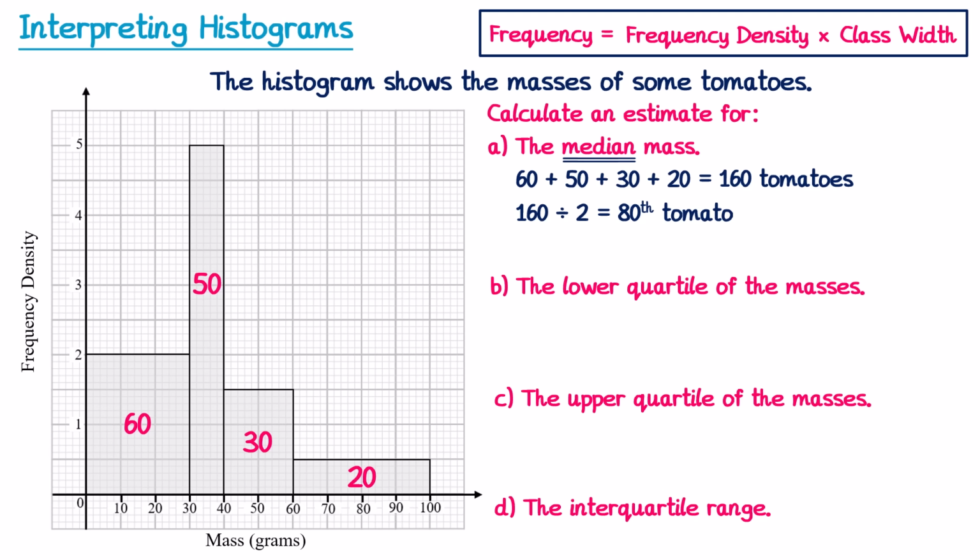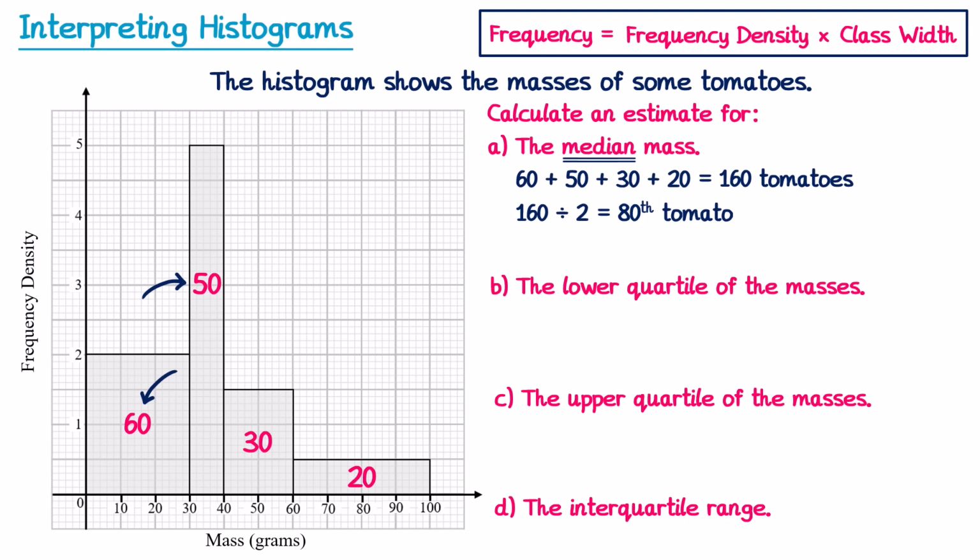So now that we know we're looking for the 80th tomato, we're going to count in from the left-hand side of this histogram until we find where the 80th tomato would be. If we look at the first bar, we can see there are 60 tomatoes in here, so the 80th one won't be in that bar. But the next bar has another 50. That would take us to 110 tomatoes. So we know the 80th tomato would be somewhere in this bar.